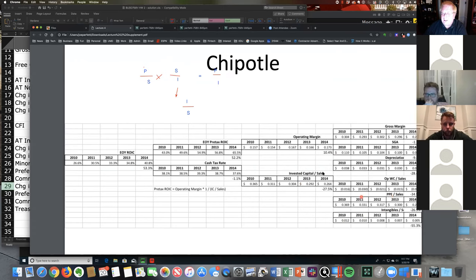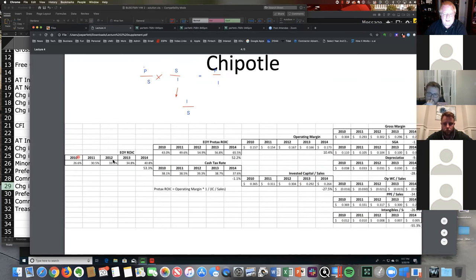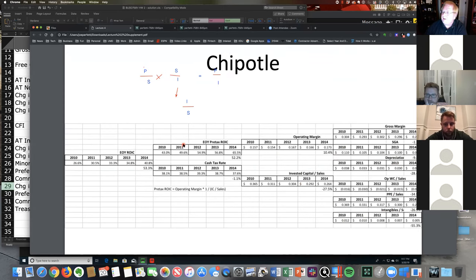So if you really think about what drove their ROIC higher, the biggest factors were the store productivity, the PP&E to sales, 36.9 to 26.9, and the SG&A and depreciation going down off the income statement, which drove their margin. We can see clear lines to the improvement in ROIC. All right.